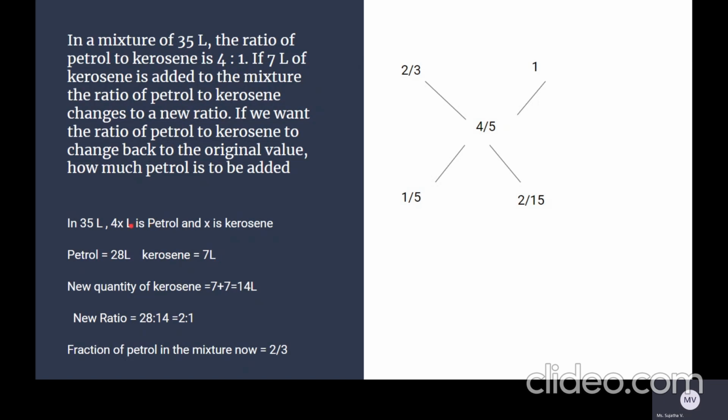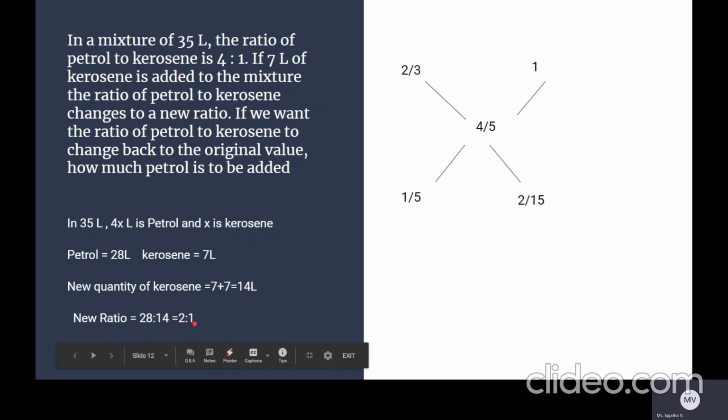You can use ratio and proportion to find it. Yes, so it is 28 liters. Now what happens? Kerosene is being added to it. Okay, so kerosene is being added and this becomes 14 liters now, right? The new quantity of kerosene is 14. And what is the new ratio? It is 2:1. So this is what they're talking about. The new ratio is what? 2:1, right? So you have 2 parts of petrol and 1 part of kerosene.